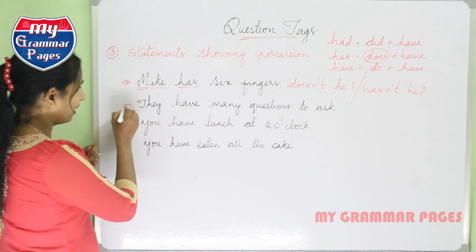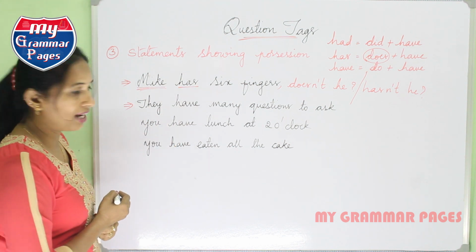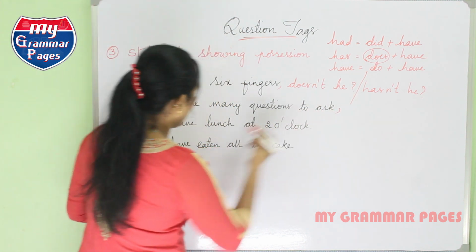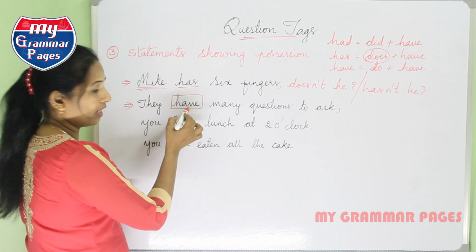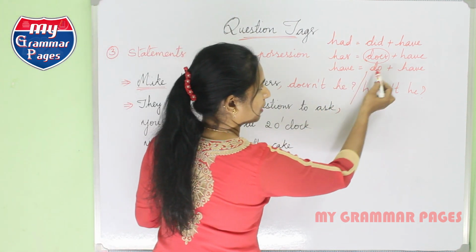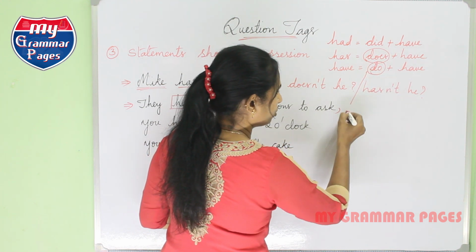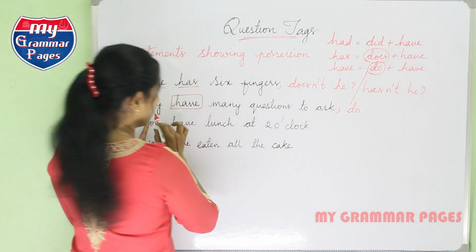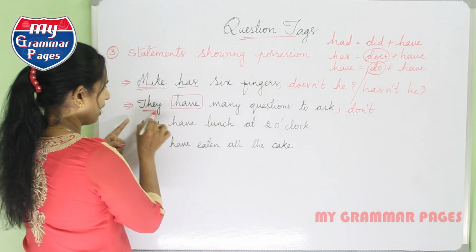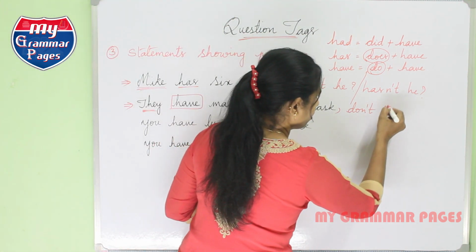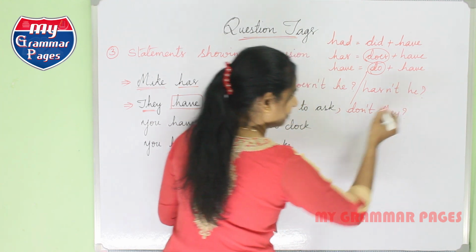Now, they have many questions to ask. So keep a comma, and have is not a helping verb, it is the main verb. That's why we have to split that into two. I'm going to take do. This is a positive statement, make it negative. Don't they, already we have a personal pronoun. Don't they is the answer.